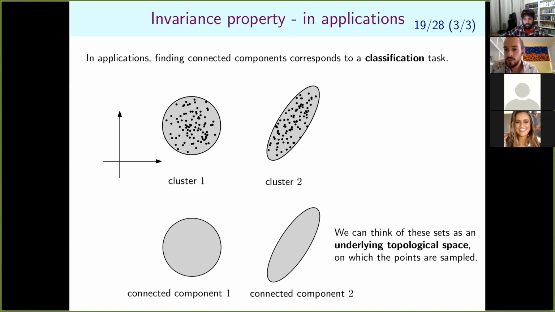And yeah, so this is a general philosophy we use in topological data analysis. We will try to understand data sets as samples of some nice underlying shapes. All right. So this is it for connected components.